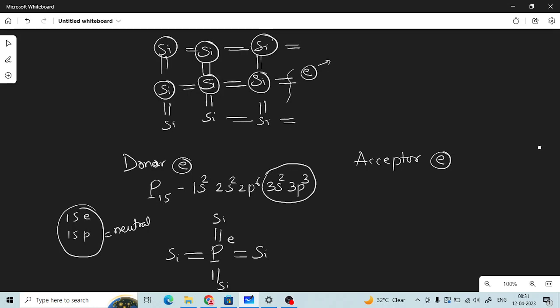When this electron goes out, it will become a positively charged ion. That we'll see. And there is another impurity called aluminium. Now aluminium has only 13 electrons total, and therefore aluminium can be written as 1s2, 2s2, 2p6, 3s2 and 3p1. So there are only 3 electrons in the outermost orbit.